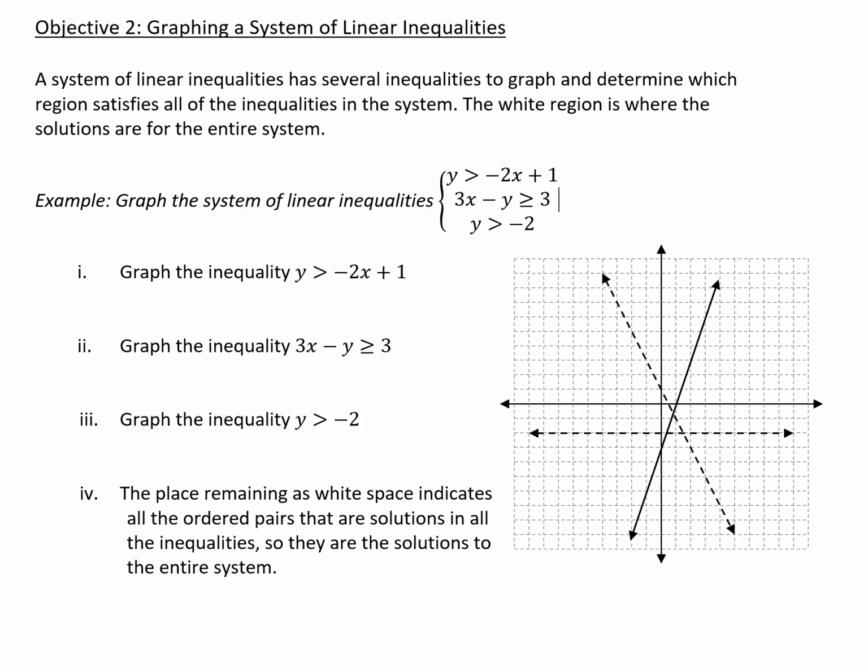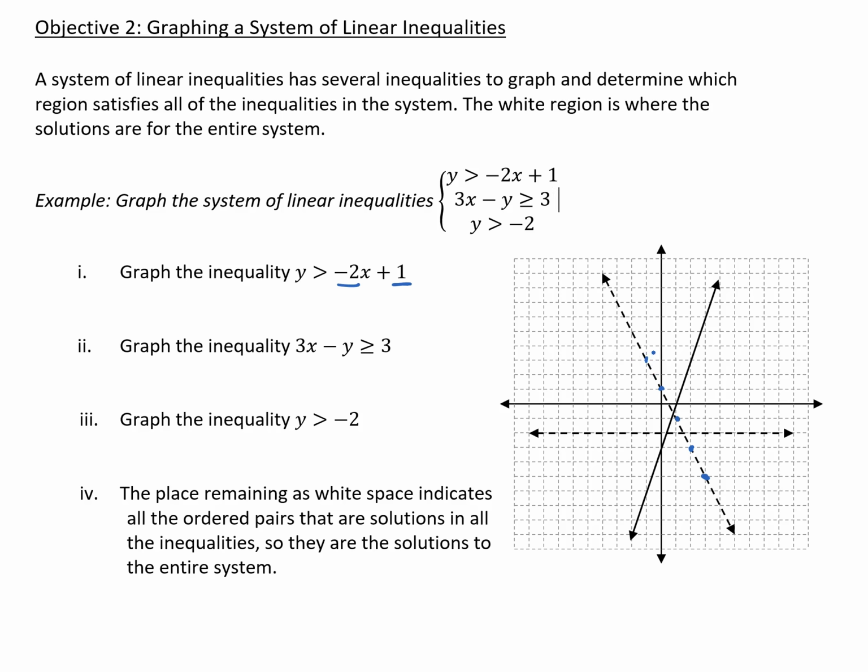The example I'll work with says graph the system of linear inequalities. Y is greater than negative 2x plus 1 is the first one. So let's start with that. In y is greater than negative 2x plus 1, we can see the y-intercept is at 1, and our slope is negative 2 over 1. So I would start on the y-axis at positive 1, and I would go down 2 and over 1. And I would repeat that until I felt comfortable that I had the graph.